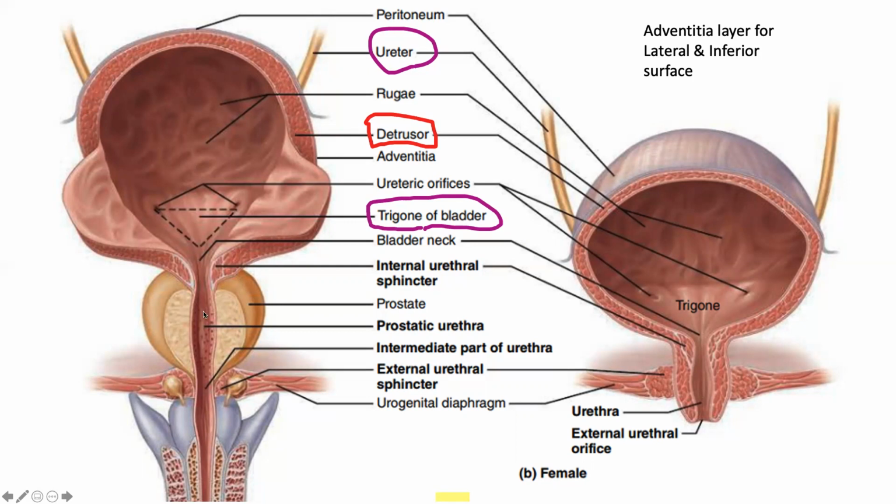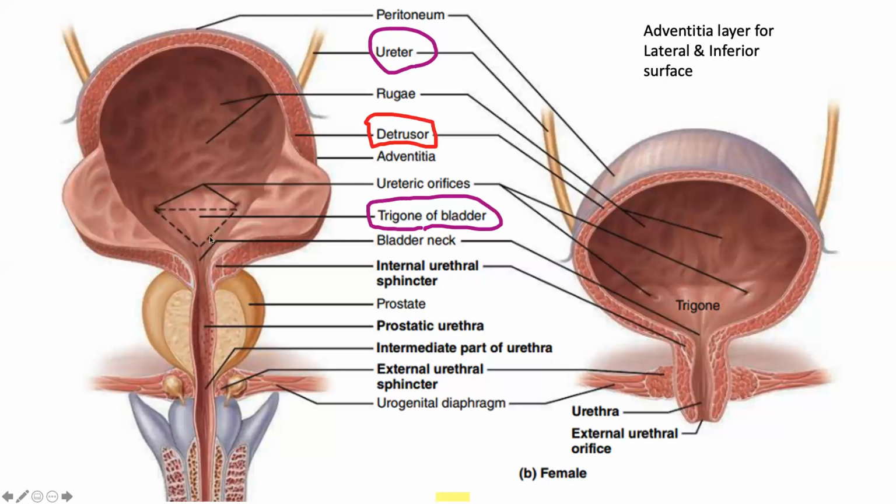And here we have the difference between male and female. Now this is the male urinary bladder, and this is the female urinary bladder. And the female urinary bladder continues as the urethra, which is very short and finally ends as the external urethral orifice here.